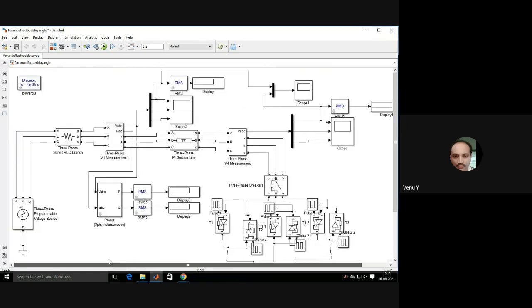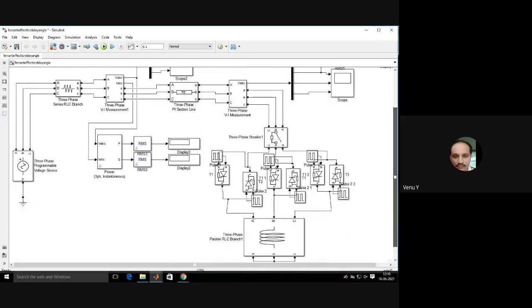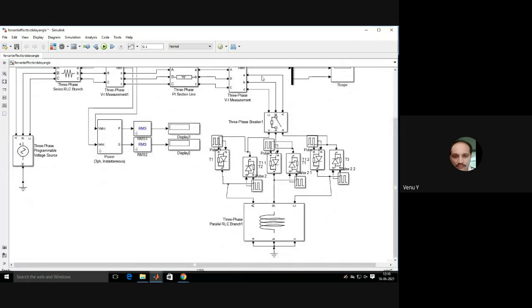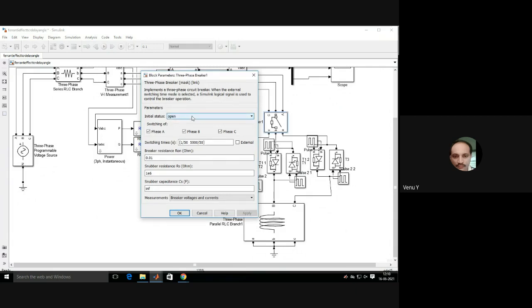Same line with the TCR. This is the TCR. This is from ABC. We have a three-phase breaker. Breaker is open initially. It is closed at 1 by 50, first cycle, and open at 5000 cycles. So therefore, this logic is used to close the TCR whenever it is required. But here, for manual control, you can use this logic.